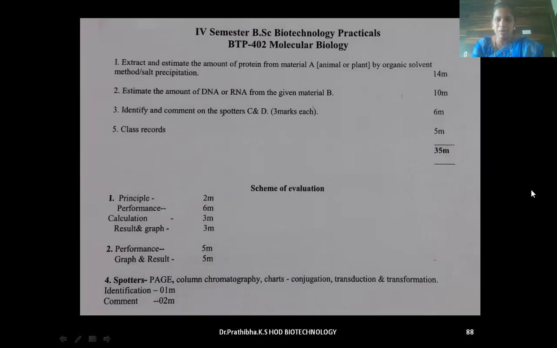This carries 10 marks. Now today we'll be going through the third question, identify and comment on the spotters C and D, which carries 3 marks each. So total 6 marks. Okay. So here identification carries 1 mark and comment carries 2 marks. Now let us go through the spotters.